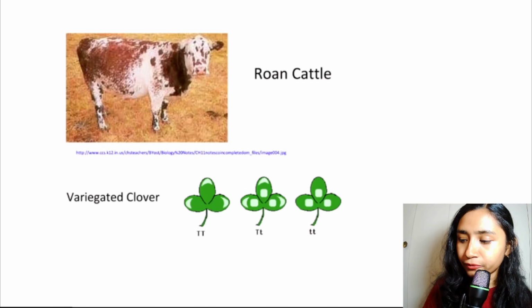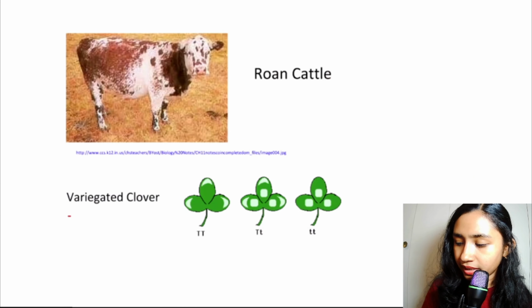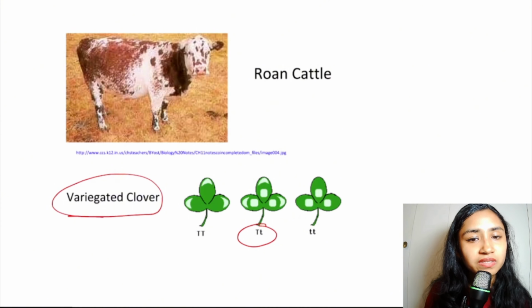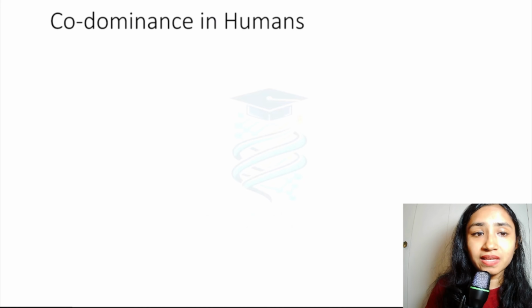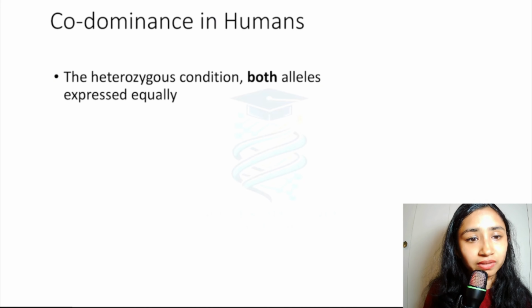Now this is the example of roan cattle, where both the brown and white colors are there. In the variegated clover, in the heterozygous condition, both the colors are present, white and green. This is the concept of codominance, where both the alleles are getting a chance to be expressed. Now we will see codominance in humans. In the heterozygous condition, both alleles are equally expressed.